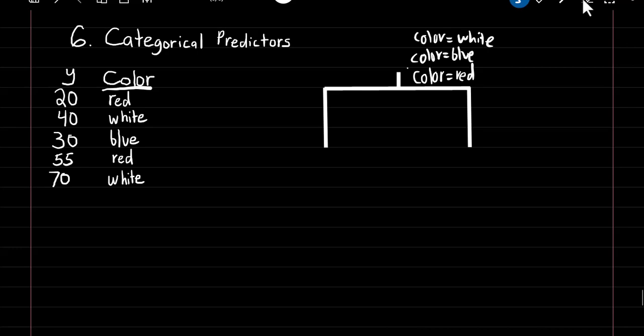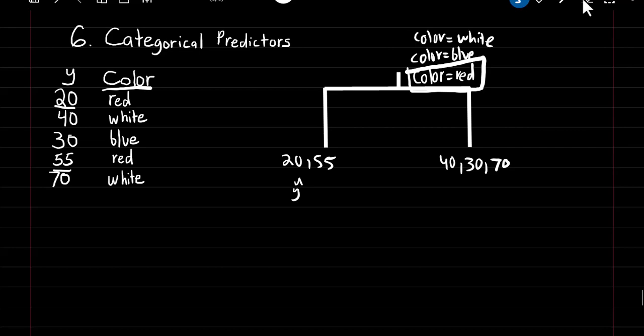Let's say we want to make a split of color equal to red. That means on the left side, we're going to have our 20 and our 55. And then on the right side, we have our other three observations, which are 40, 30, and 70. Then you would solve for it just like you would any other way: you find your mean, which is your predicted value, and then you find the sum of squared error based off that. Whichever one of these colors produces the lowest sum of squared error, you'll choose as your split.